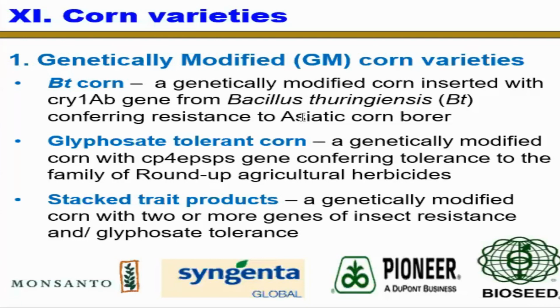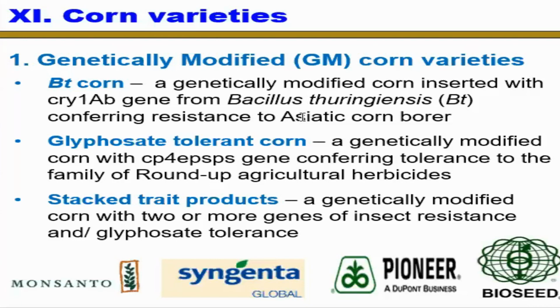Okay? And lastly, we have the stacked trait product. Aside from the Asian corn borer and glyphosate tolerant genes inserted, the stacked trait product is a genetically modified corn with 2 or more genes for insect resistance. Not only for corn borer, we also have the corn earworm and likewise the corn grub or the soil-borne insect that damages the root system of the corn. So we will tackle that as we go along in our presentation.